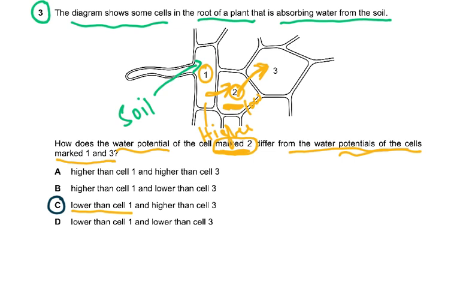So it was part of the root, and you have to understand the difference in water potential, which will make water move from the soil into 1 and then from 1 to 2 and 2 to 3.